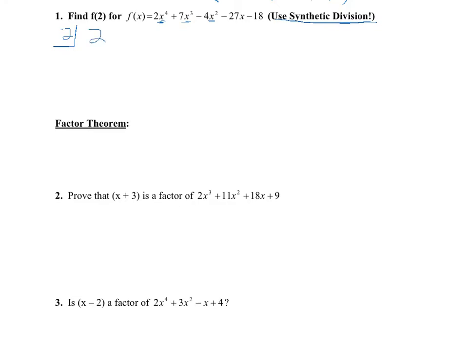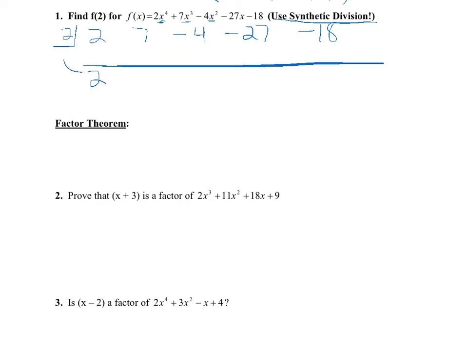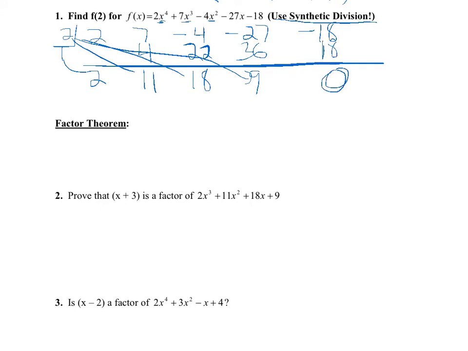I have 2x to the 4th, so I have 2, 7x cubed, negative 4x squared, negative 27, negative 18. And I'm just going to use synthetic division for it. So I bring down the 2. 2 times 2 is 4. 7 plus 4 is 11. 2 times 11 is 22. Negative 4 plus 22 is 18. Then 2 times 18 is 36. Negative 27 plus 36 is 9. And then 2 times 9 is 18. And when I add this, I actually get a remainder of 0. This is my remainder. So f of 2 equals 0.